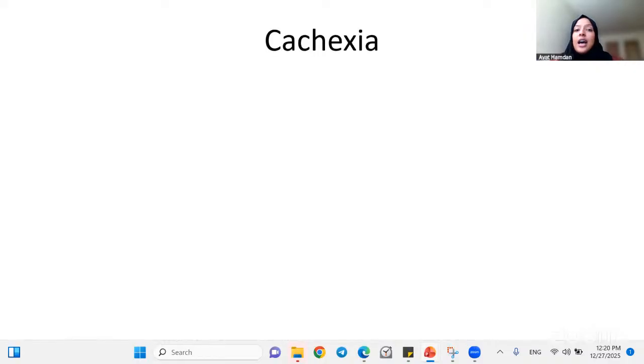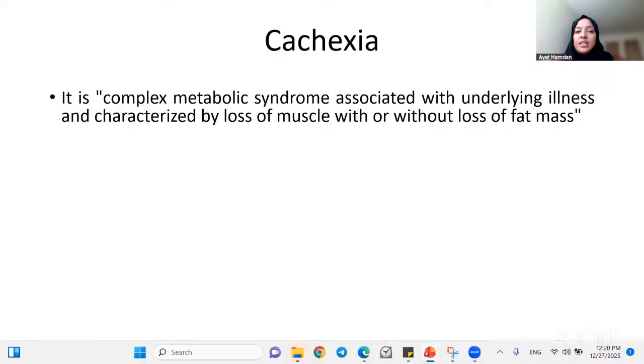Another and a similar thing is cachexia. Sarcopenia is when you lose your muscle mass physiologically, you don't have any illness. Cachexia is the opposite. You lose it because you have an illness. It is a complex metabolic syndrome associated with an underlying illness and characterized by loss of muscle, with or without loss of fat mass. The main loss is of muscle mass rather than fat mass. If the patient is losing fat as well, he is still cachexic.